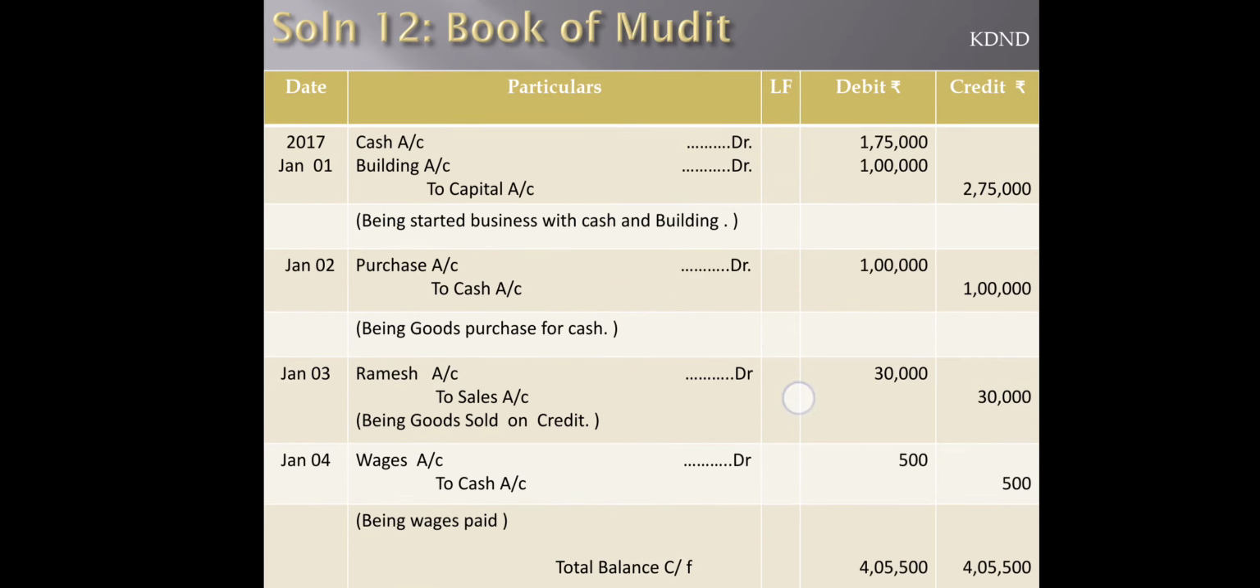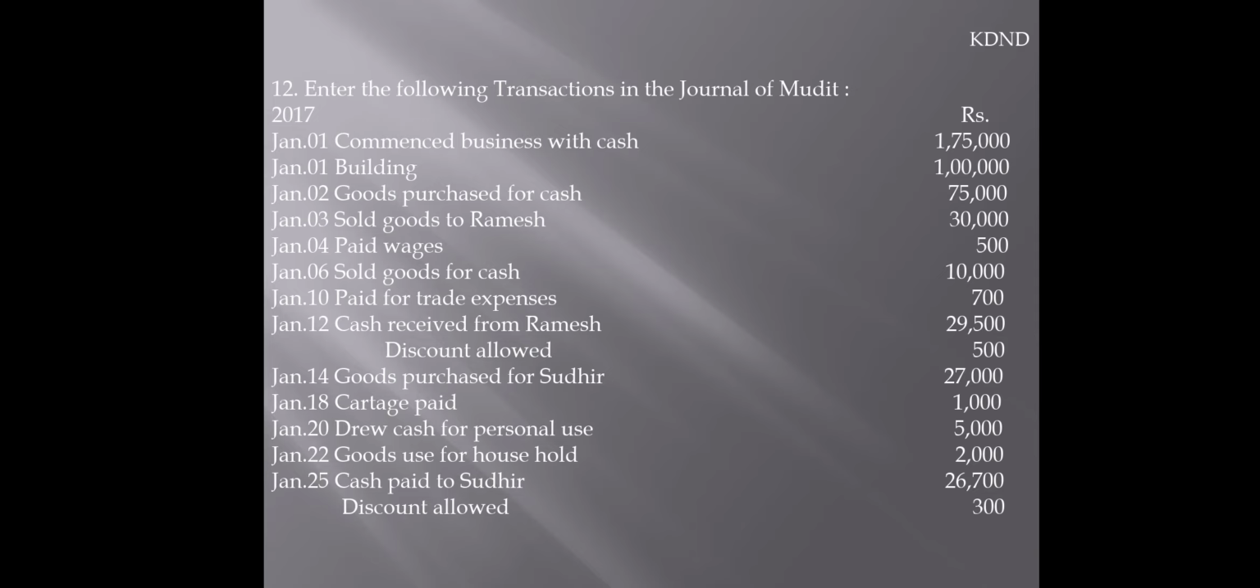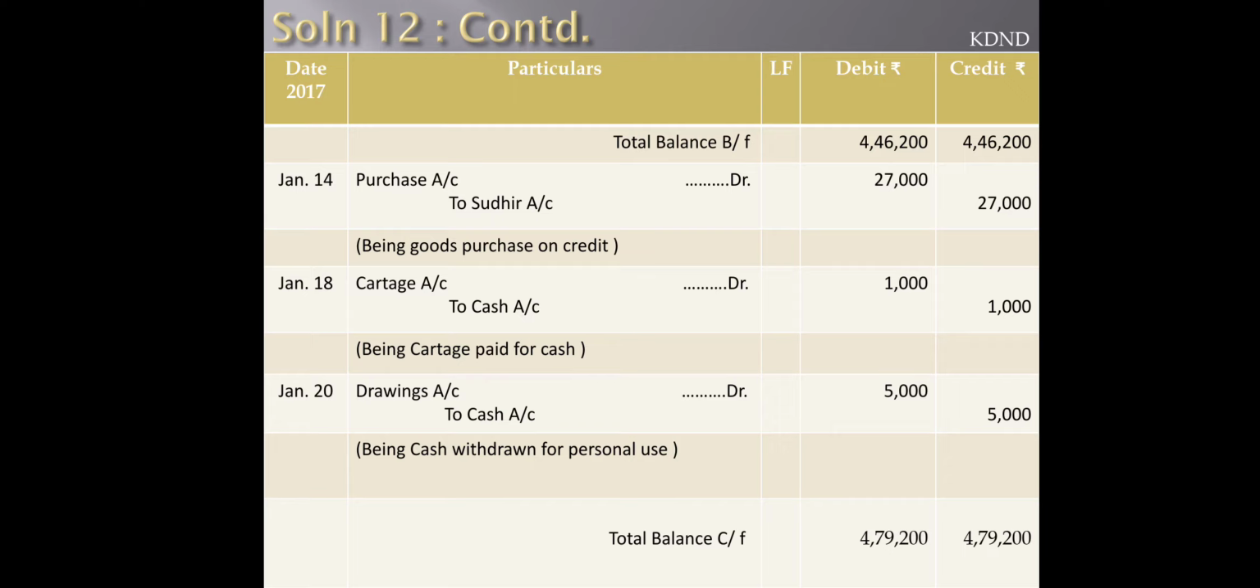Then comes your next one, that is drew cash for personal use. We have withdrawn cash for personal use. Whenever the amount is withdrawn for personal use, it is termed as drawings. So in this particular case we have drawings, and drawings is always debit. So drawings account debit to cash account, because cash is withdrawn for personal use.